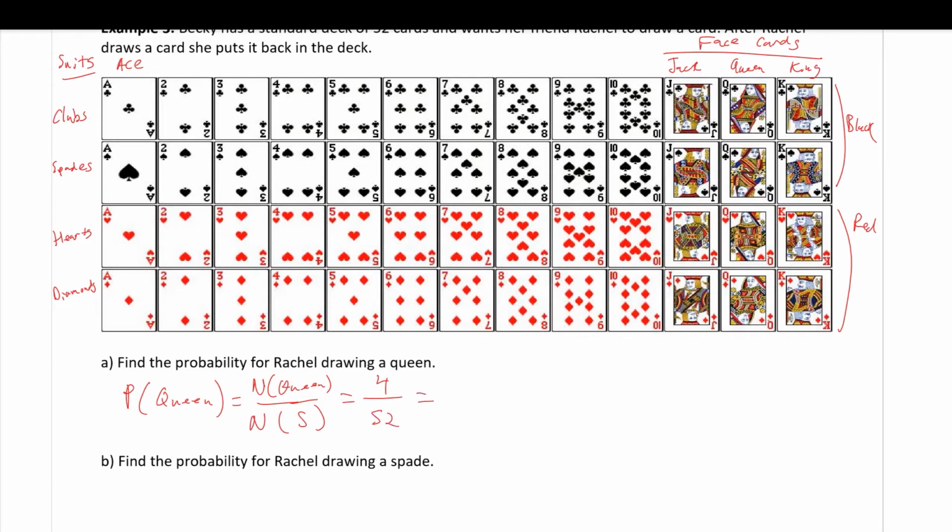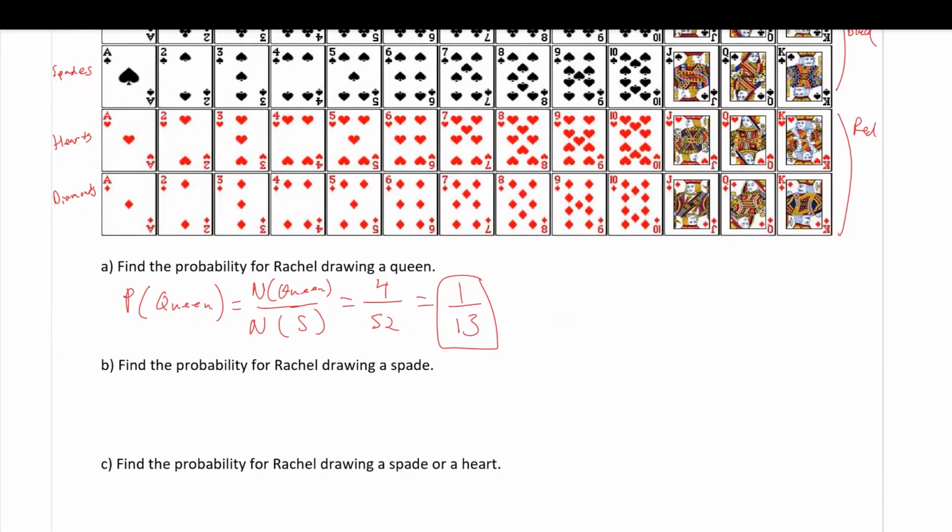And that should be able to be reduced, right? 4 goes into 52 13 times, so 1 in 13. Okay, so 1 out of 13 of the cards is a queen. You can have a decimal equivalent, but it won't terminate as a decimal place. So I'm just going to keep it as a whole fraction.